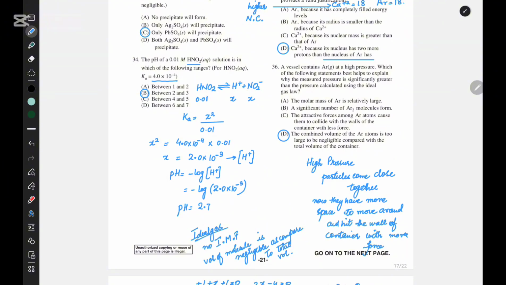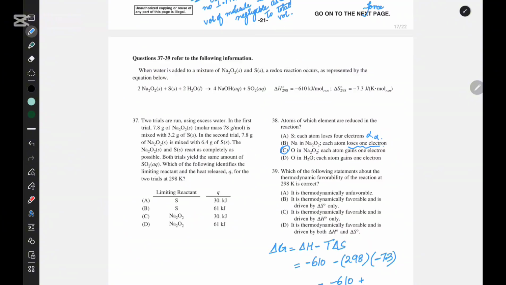Now they can move around easily and they can hit the wall of the container with more force, or often, like the particles have come closer together because of high pressure, and now their volume is considerable and it's not negligible now, and they can hit the wall more frequently. So our answer is going to be D.